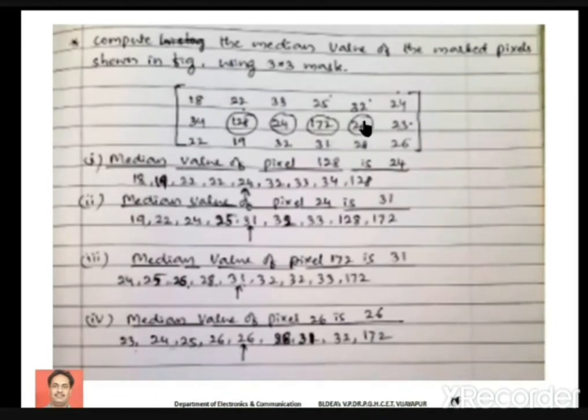Now if you find the resultant image after performing this median operation, what will happen is 128 is replaced by 24, this 24 is replaced by 31, this 172 in the input image is replaced by 31, and this 26 in the input image is going to remain 26 only. Okay, so this is how we carry out the median filtering operation.